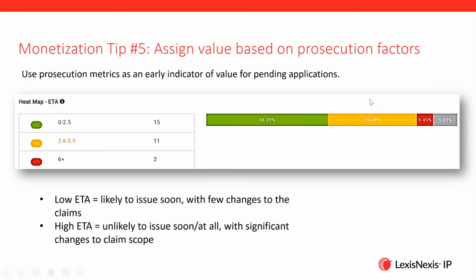Now, the analysis on this slide is showing an analysis for a company's entire pending portfolio. So you can do something clever where you assign a certain number of points to applications that are assigned to green examiners, a lower amount of points to applications assigned with yellow, and then maybe no points to applications assigned to red.